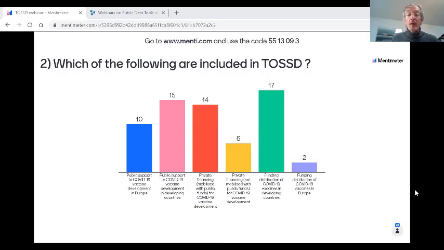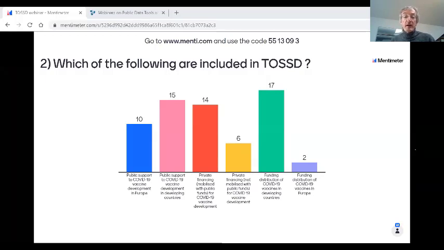which is eligible. On the other hand, private financing not mobilized with public funds, i.e. pure private financing for vaccine development, is not TOSSD eligible. So amounts provided by the Bill and Melinda Gates Foundation, or by the pharmaceutical laboratories themselves for the research are not eligible for TOSSD.